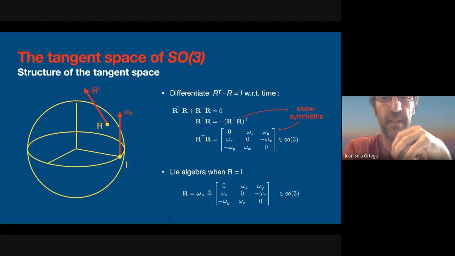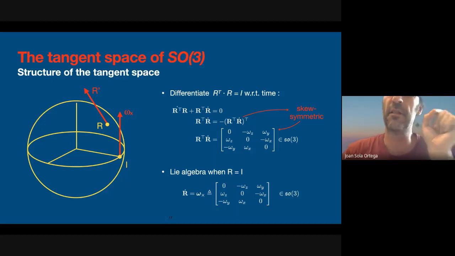So again, what happens here is that an element, R transpose R dot, whatever this is, for any R, is equal to minus its own transpose. Before it was minus its own conjugate. Now it's minus its own transpose. It's not the same thing. But again, the only matrices in 3x3 matrices which are equal to minus their own transpose are the skew symmetric matrices. And skew symmetric matrices can be written like the matrix you see here, with 3 zeros on the diagonal and anti-symmetric entries on the off-diagonal positions.